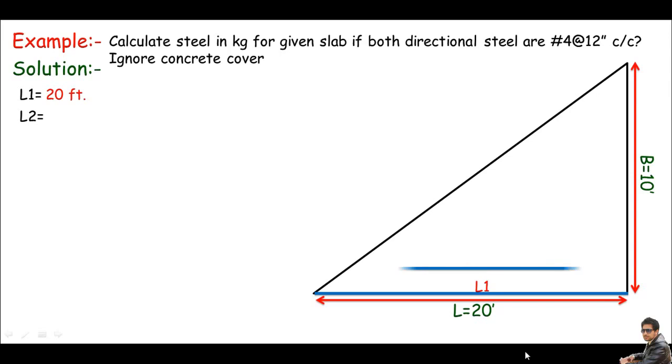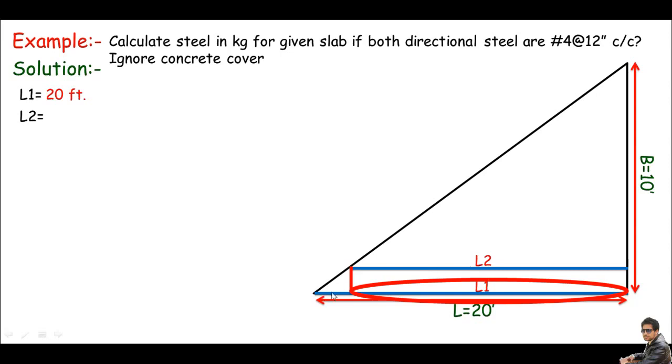Now what about L2? This is a little challenging over here. The center to center distance between these two bars is 12 inches, and the bar is number 4. How can I calculate L2? Just look over here. If I draw a nice perpendicular line, you can clearly see that L2 is a portion of L1. It means I just need to subtract this little portion from L1 to find L2. Does it make sense?